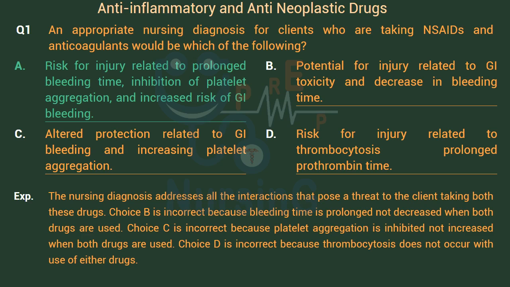Choice B is incorrect because bleeding time is prolonged, not decreased, when both drugs are used. Choice C is incorrect because platelet aggregation is inhibited, not increased, when both drugs are used. Choice D is incorrect because thrombocytosis does not occur with use of either drug.